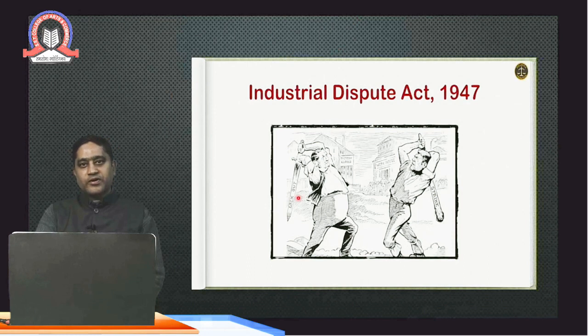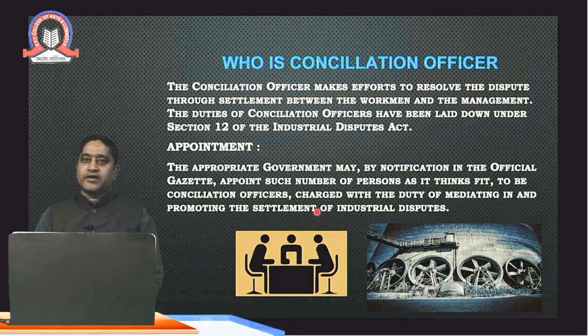So in this particular video, I will be speaking about the dispute between the employer and the employee, which is governed under the Industrial Dispute Act 1947. The Government of India under the Industrial Dispute Act had asked to appoint a conciliation officer. Today I will be speaking about what we mean by conciliation officer. A conciliation officer makes an effort to resolve the disputes, if there is any, between the employee and the employer, between the workmen and the management. The work and the duties of the conciliation officer have been laid down under Section 12 of the Industrial Dispute Act 1947.